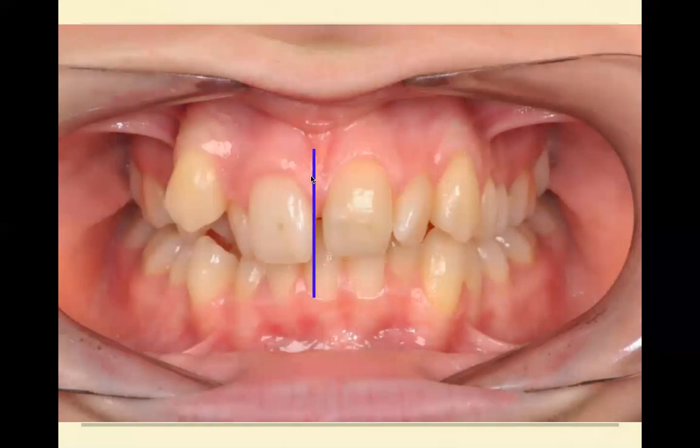Okay, and as you can see, we have a midline shift in the upper, and this is very important now, because we have a midline shift, which means we need more space on the left side than we need on the right side. And that's why we decided the extraction pattern to be slightly different.